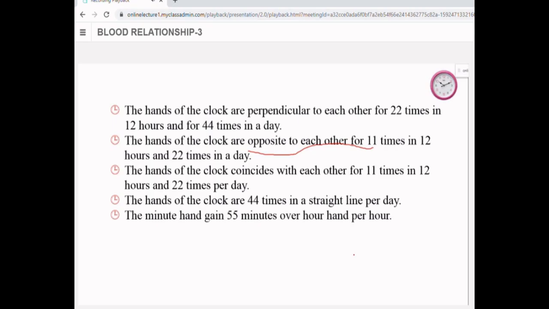The minute hand gains 55 minutes over the hour hand per hour. एक घंटे में minute hand कितना घूमेगा? In 1 hour, 60 minutes, and the hour hand will move only 5 minutes. So the minute hand is faster by 55 minutes in 1 hour. समझे पॉइंट? एक घंटे में मिनट हैंड कितना घूमेगा? 60 घूमेगा, 360 डिग्री घूमेगा, और आवर हैंड कितना घूमेगा? 5 मिनट ही घूमेगा. So the total difference is 55.